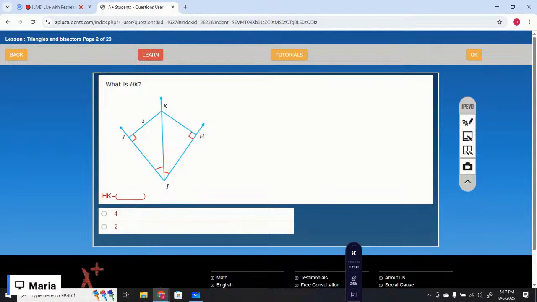What is HK? So triangle IJK is similar to triangle IHK. So JK equals 2 and HK is also equal to 2. Option number 2 is the correct option.